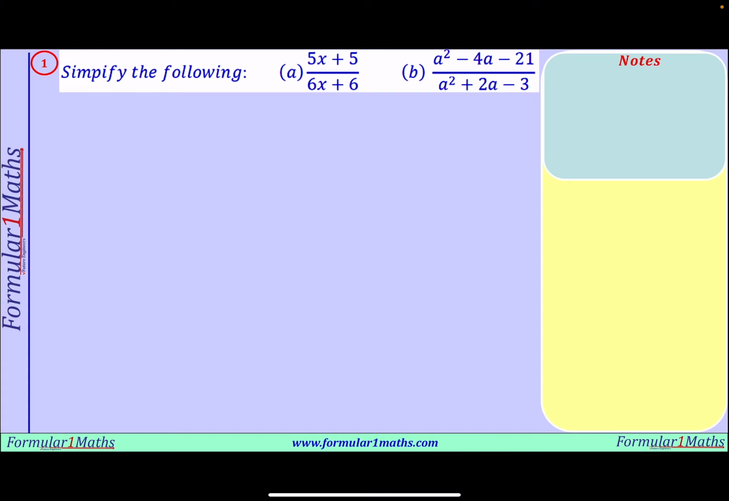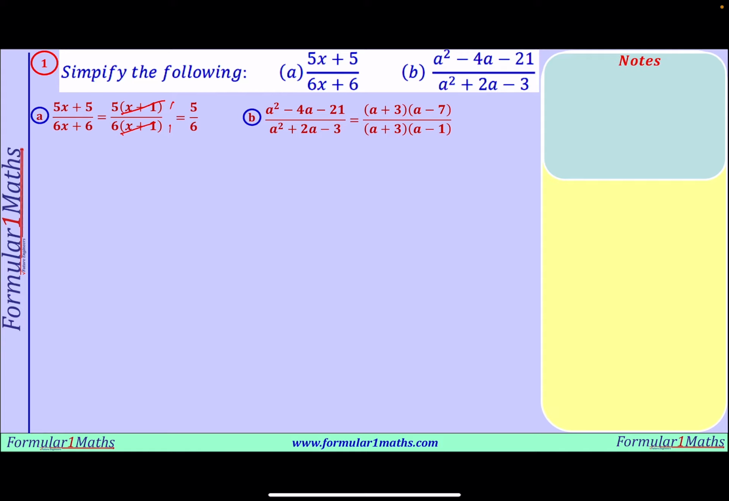So for A, you need to factorize both numerator and denominator to get this. And as you can see, you have got a common factor in both the numerator and the denominator, which can be cancelled out. So we can cancel here 1 and cancel there 1. So we are left with 5 over 6, and that is our answer.